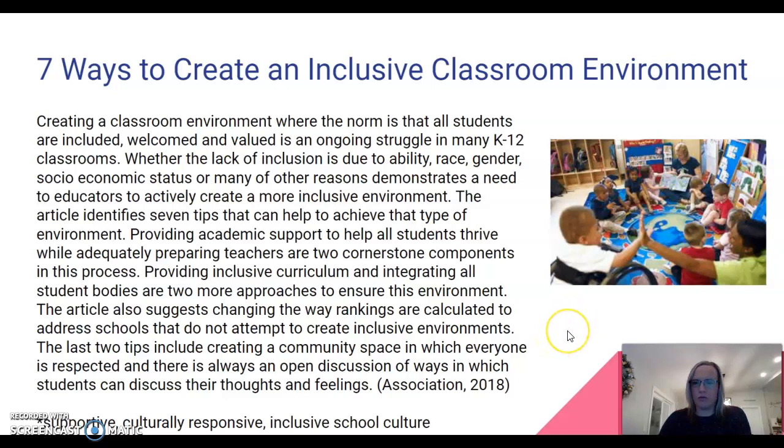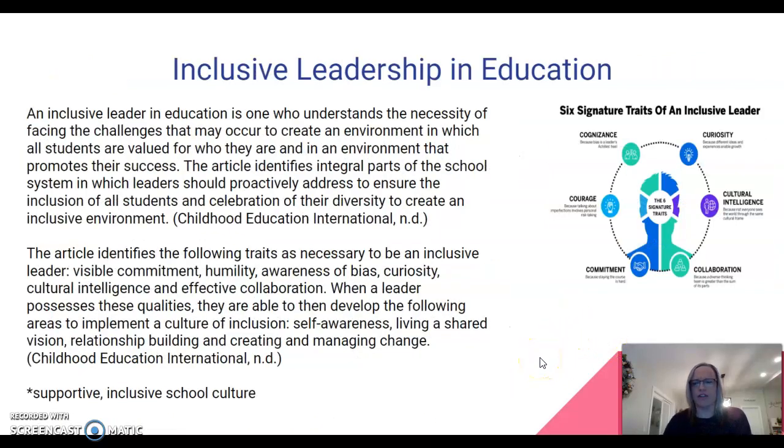And basically this just went through and provided multiple tips on how you could create that type of environment specifically inside your classroom. It talked about how to still meet the needs of all learners, how to provide teachers with adequate preparation to meet those needs and provide a more differentiated approach. Also included discussions about curriculum and how to include that in a more inclusive approach to all students, no matter what their nationality, gender, or any of those specifics might be. And then also creating a community space in which everyone is respected and open discussion is always welcome from both students and teachers. The next article was Inclusive Leadership in Education.